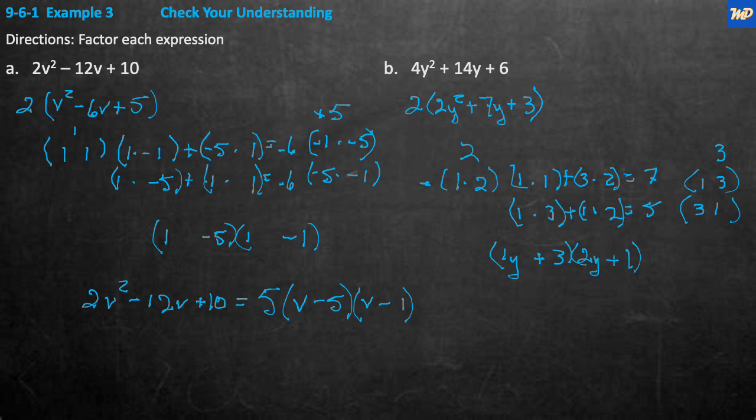And now to complete the problem, we're going to rewrite 4y squared plus 14y plus 6 is equal to 2 times y plus 3 times 2y plus 1. Okay, so now I'm going to move on to the next slide.